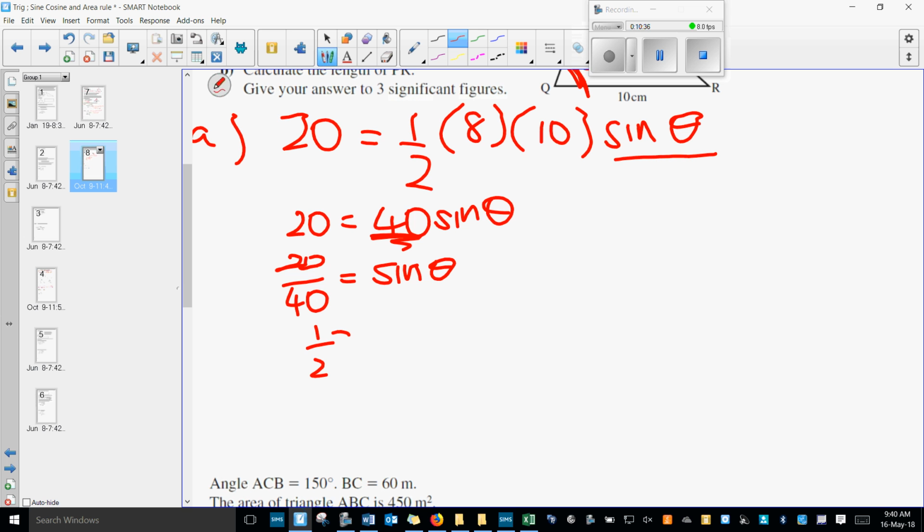Alright, so we said, I think I'm running out of space. So we said that if we're trying to find the angle, which buttons do we use? Sine inverse. The inverse one, so I'm going to say that theta equals sine inverse of a half, which is 30 degrees.